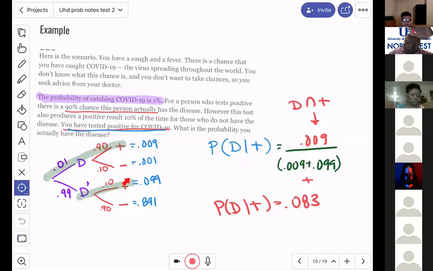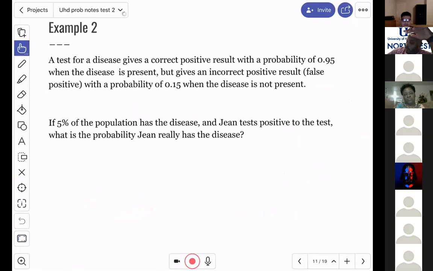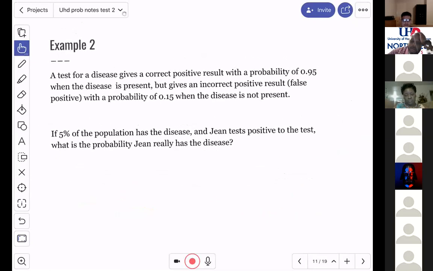So, one more. I think I got one more. Yeah, let's try this one. Try this last one. A test for a disease gives a correct positive result with a probability of 95% when the disease is present, but gives an incorrect positive result, a false positive, with a probability of 0.15 when the disease is not present. If 5% of the population has a disease and Gene tests positive to the test, what's the probability that Gene really has a disease?